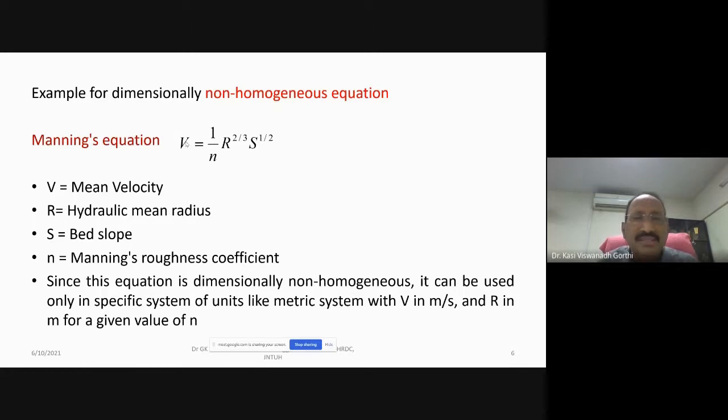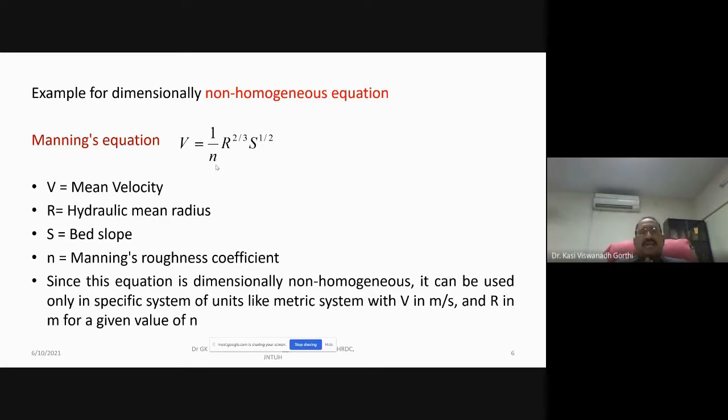So what is happening in such equations? Because it is a dimensionally non-homogeneous equation, you need to be very specific in applying the unit system. If I assign some value for n, this n value may be applicable provided the equation is applied in that specific system of units only. For example, in the metric system of units, n is 0.015, which means that the velocity V must be substituted in meter per second. The hydraulic radius R must be substituted only in meter. Then only the value of n equal to 0.015 can be applied. So this is dimensionally non-homogeneous.